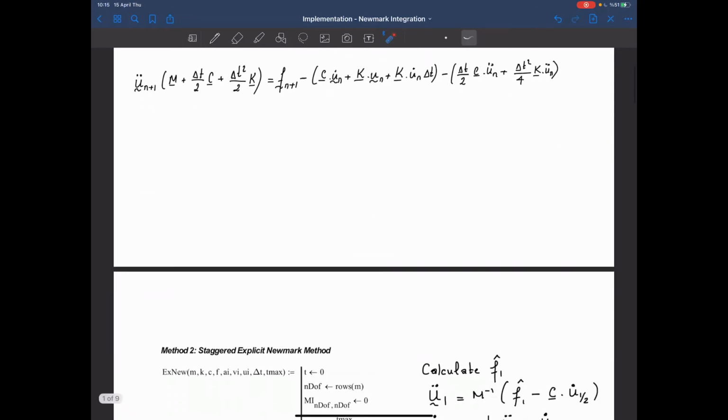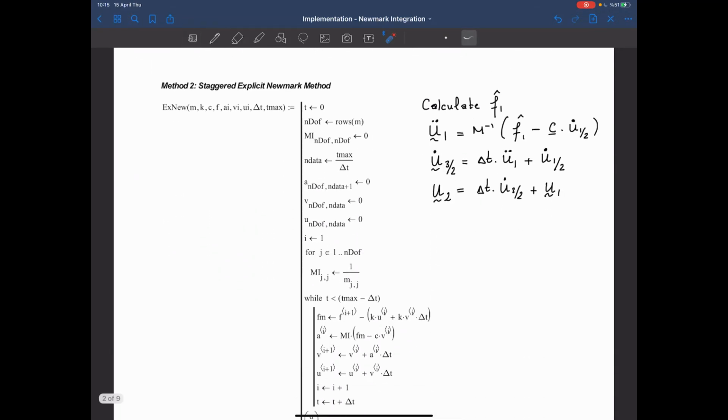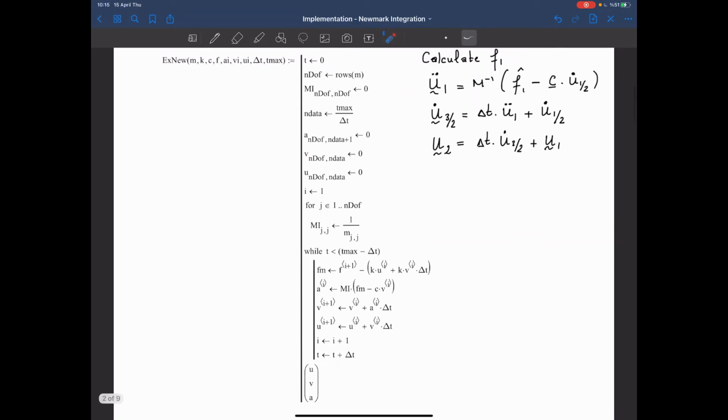Now we also discussed the staggered explicit Newmark method. So this method is very straightforward, very easy. So we have the mass matrix. Now if you have the mass matrix as a lumped matrix, the inverse of that matrix will be equal to 1 over the diagonals. So here I'm calculating the inverse of that matrix in a very simple manner.